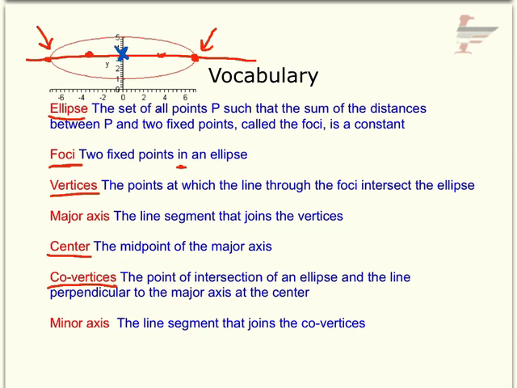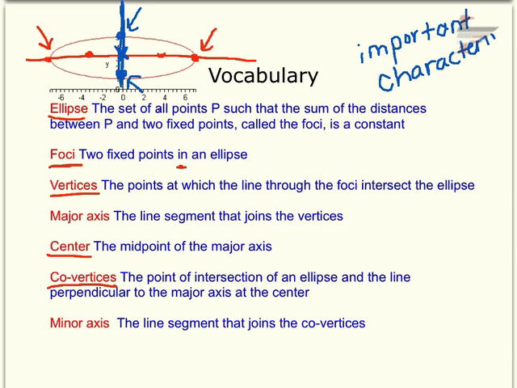The covertices are the points of intersection of an ellipse and the line perpendicular to the major axis. This line here, which is, by the way, my minor axis, intersects my ellipse at those points, and those are called covertices. They're always in the non-elongated direction. The minor axis is the line segment that joins the covertices. Minor and major axes probably make sense, but nothing I'll test you on. So your important characteristics for an ellipse are foci, vertices, center, and covertices.